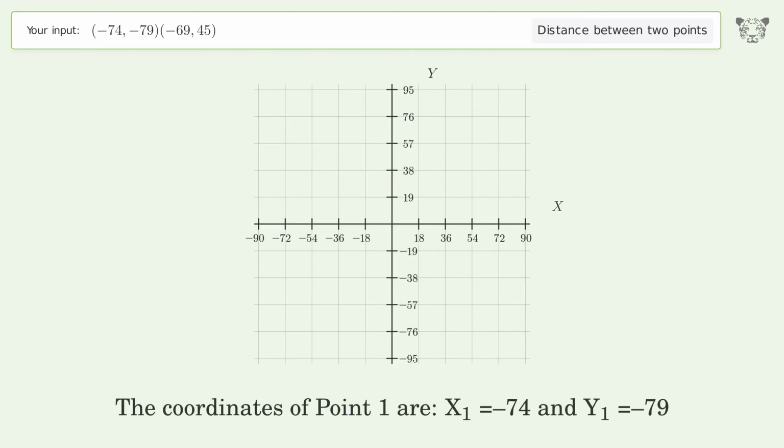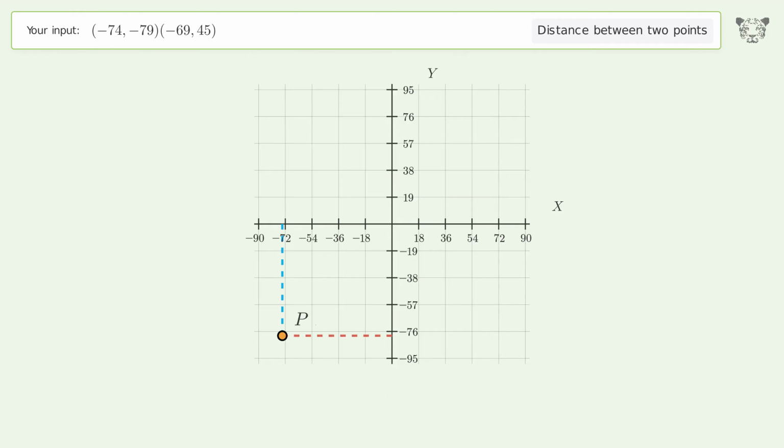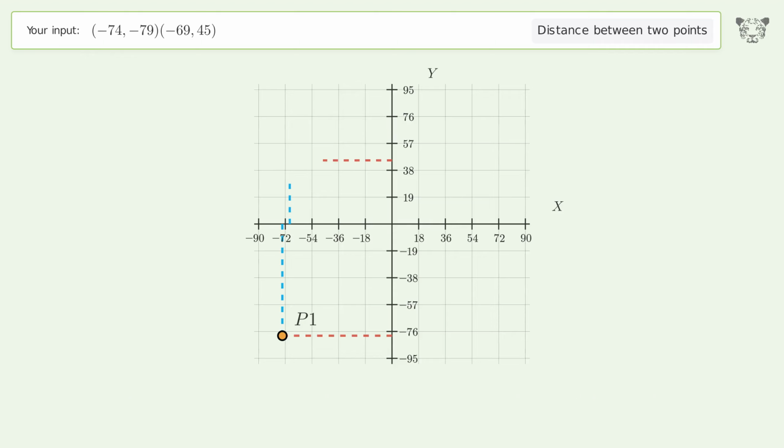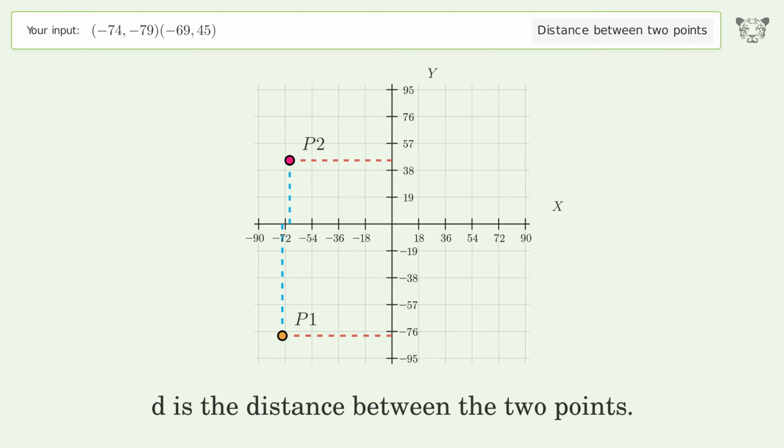The coordinates of point 1 are, x1 equals -74 and y1 equals -79. The coordinates of point 2 are, x2 equals -69 and y2 equals 45. D is the distance between the 2 points.